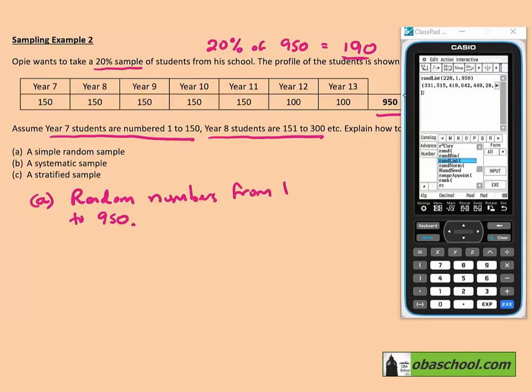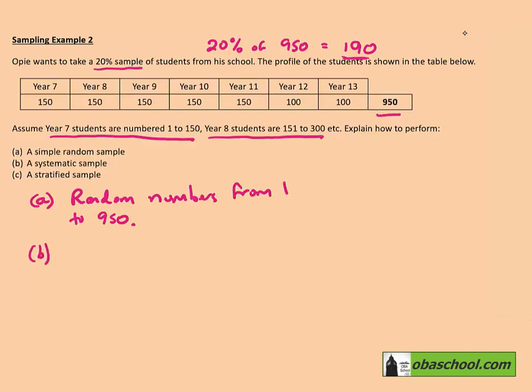This first student, 331, that must be, so we've got 150 there, 300 there. That's going to be a Year 9 student. And I think the 551, so that would be 450 up to there. So that's going to be a Year 10 student, and so on. So that's how we would do it. We would just find the student on our sampling frame that corresponds to each of these random numbers, and we'd put them in the sample.